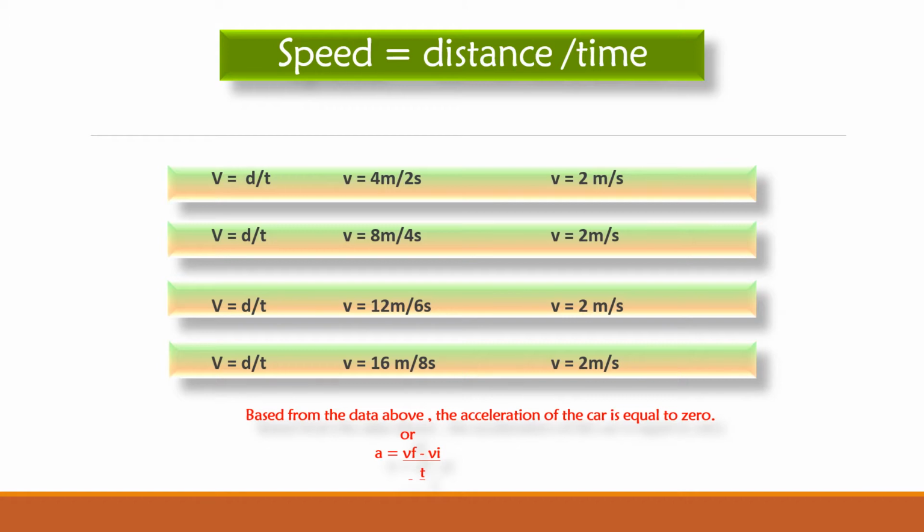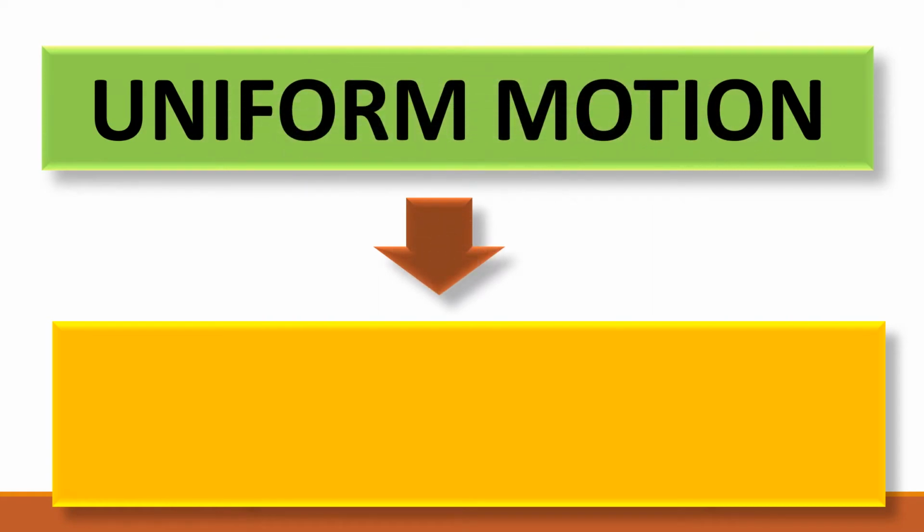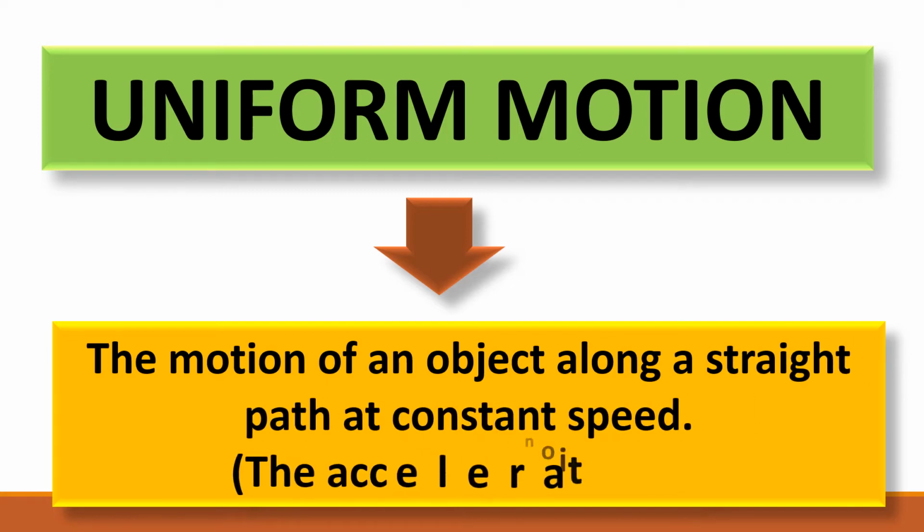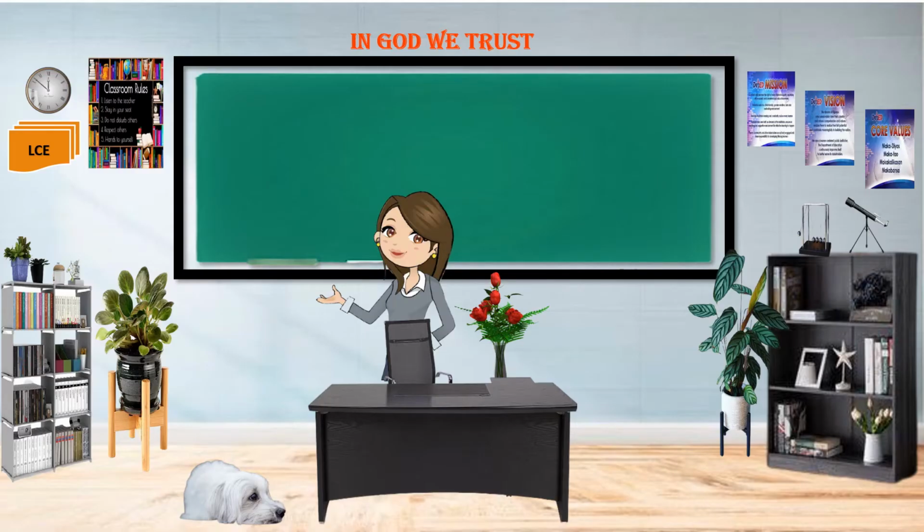The acceleration of the car is equal to its final velocity minus initial velocity divided by the time. Since the speed of the car does not change, its acceleration would be equal to 0. The motion of the car is an example of uniform motion. Uniform motion is defined as the motion of an object along a straight path at constant speed. Its acceleration is 0.